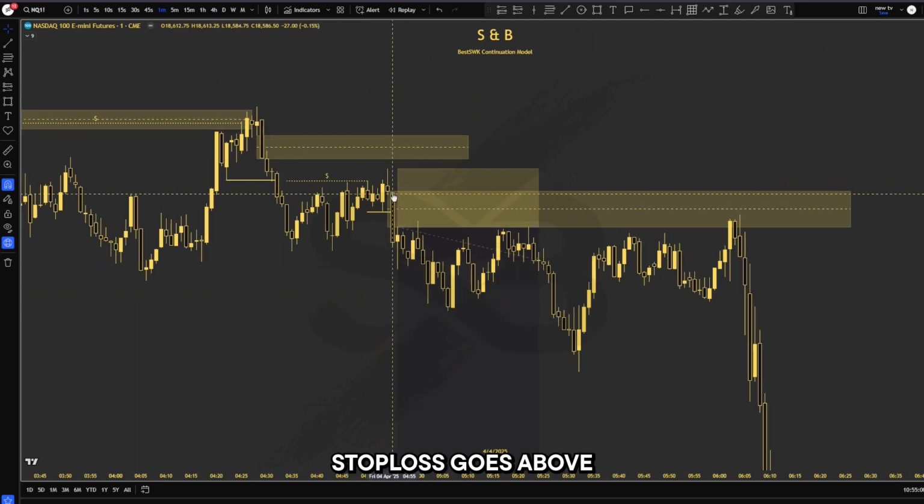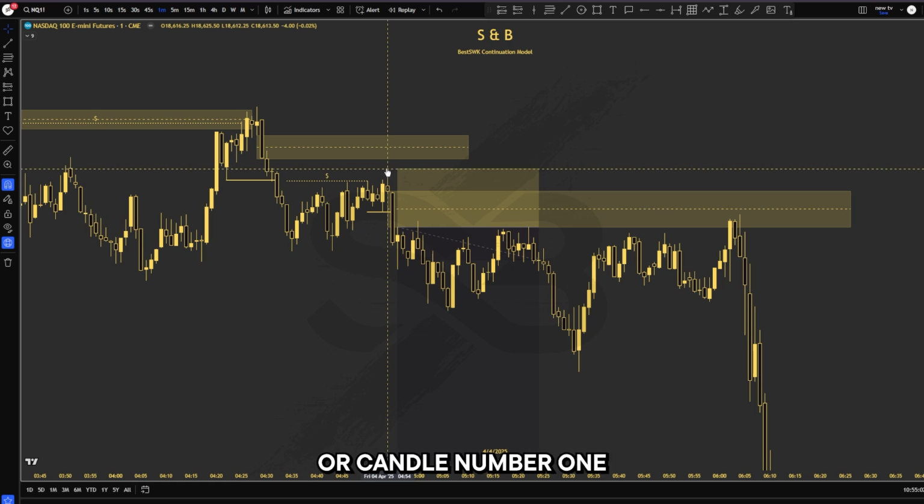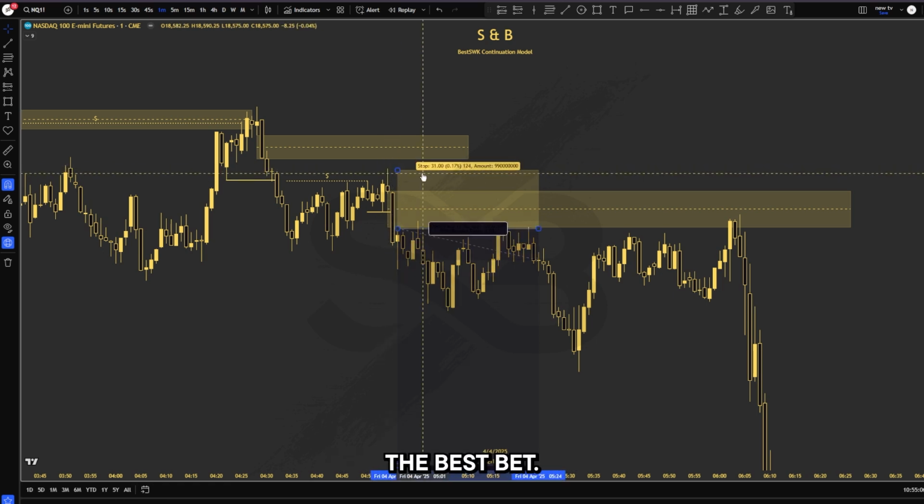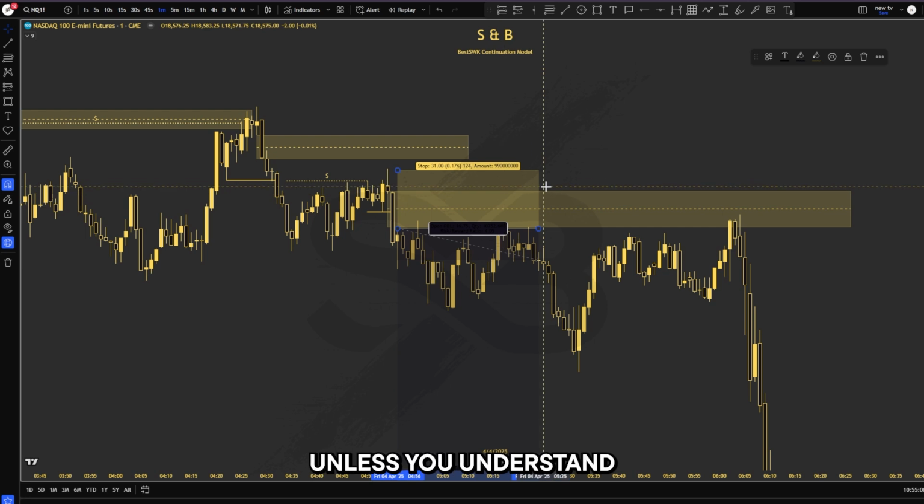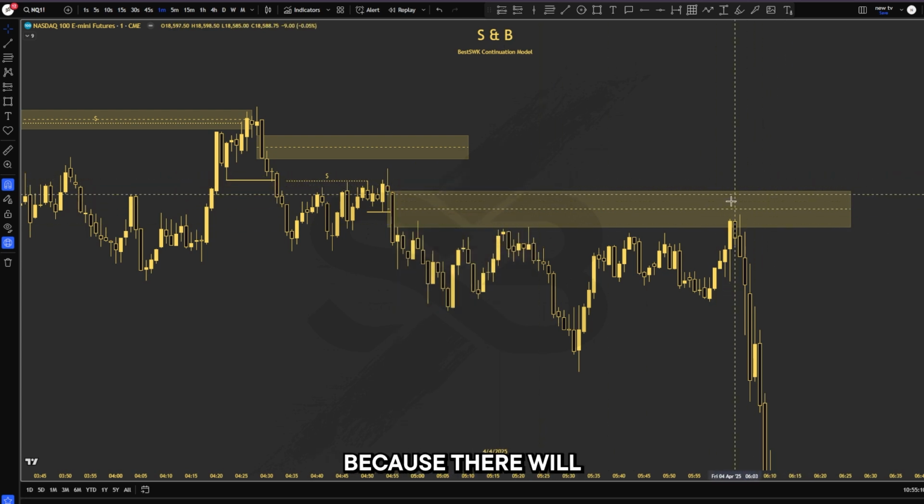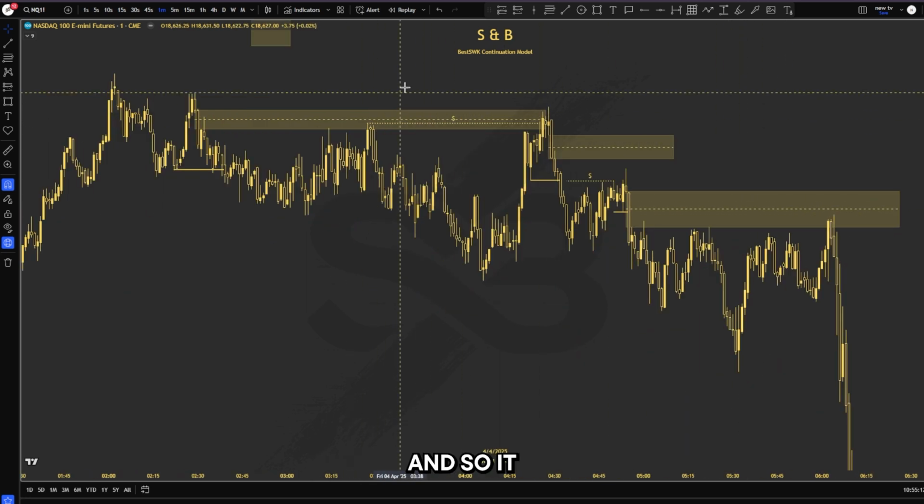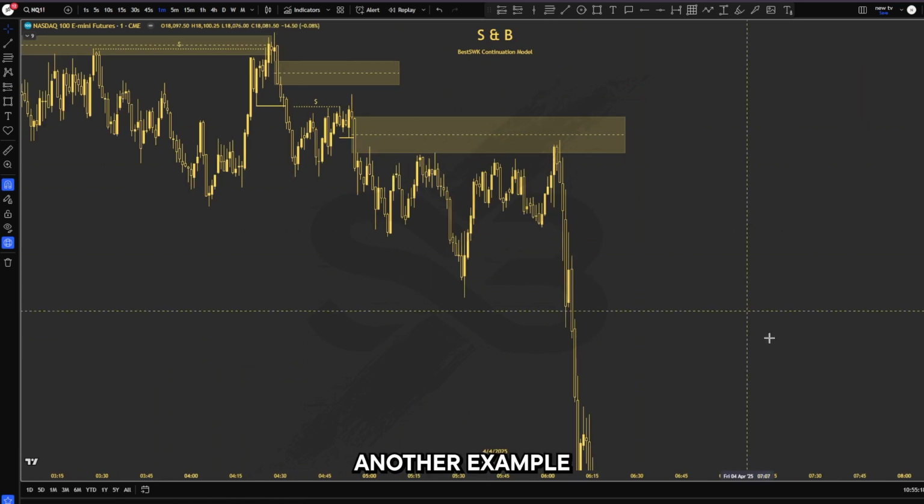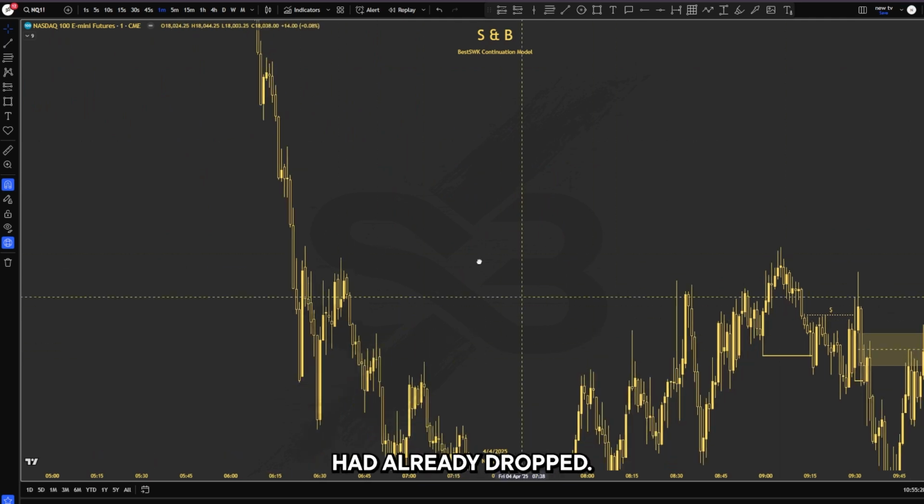Stop loss goes above candle number 2 or candle number 1 to be the safest. Personally, candle number 1 will always be the best bet. Candle number 2 can be quite risky unless you understand what you're doing because there will be wicks that do damage. And so it will often dig into candle number 1, spike you out like here, for example, and then run.